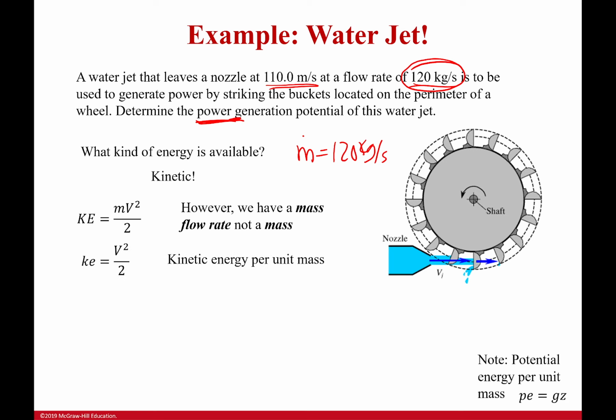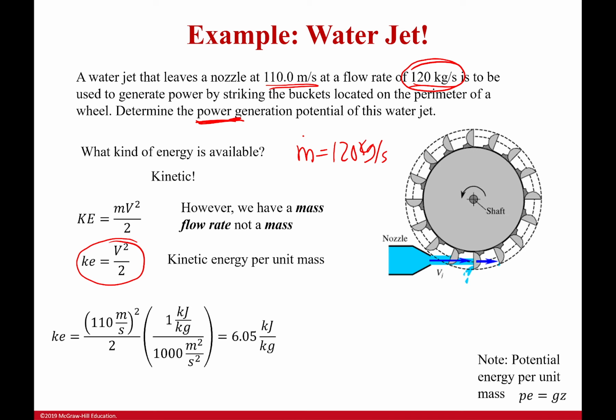Now, our kinetic energy per unit mass is just v squared over 2. We're going to multiply it by our mass flow rate to get the power generation. So I plug that in there. I get 110 meters per second, I square that and divide by 2.